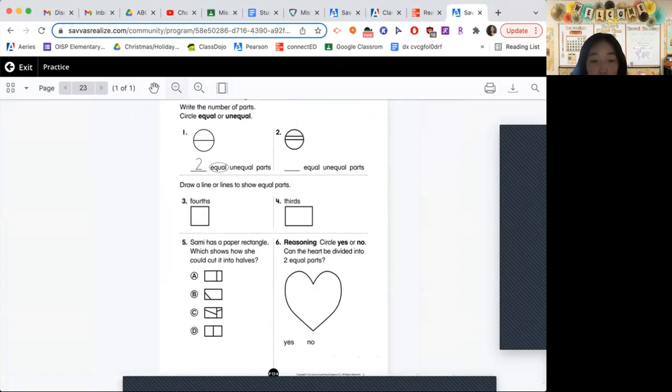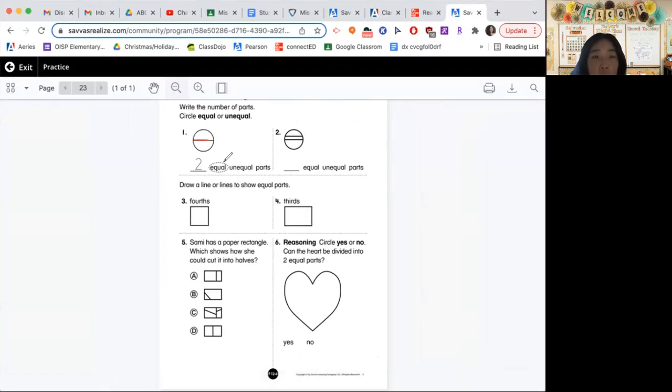Okay, so here we go. Number 1. Are these two parts equal or unequal? Equal. Very good. There's two of them. Okay, here we have 1, 2, 3. There's 3 parts. So we cut this into 3 slices, but are they equal or unequal? Unequal. Can you imagine if you cut that little tiny piece for your friend and you gave yourself that third piece? Your friend would be like, what? Your piece is so much bigger than mine.